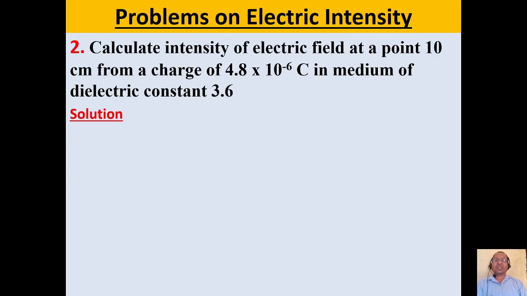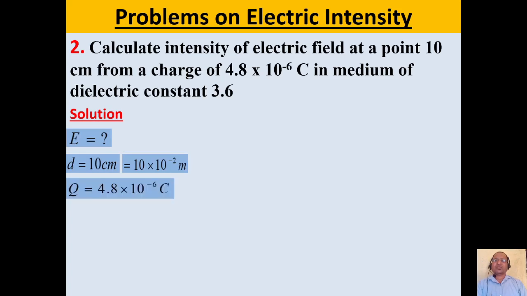Calculate the intensity of the electric field at a point 10 centimeter from a charge of 4.8 into 10 raised to minus 6 coulomb in a medium of dielectric constant 3.6. So here we have to find out the electric intensity, that is capital E. Distance is given as 10 centimeter, convert to meter, that is 10 into 10 raised to minus 2 meter. The charge is given, so Q is 4.8 into 10 raised to minus 6 coulomb. The dielectric constant of the medium is also given, K is equal to 3.6.